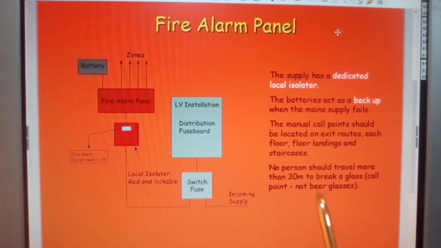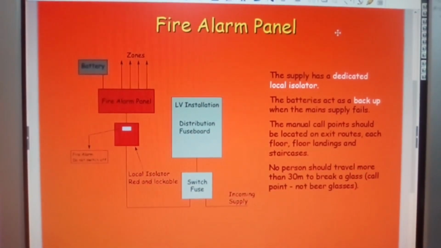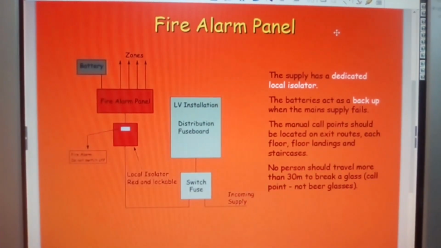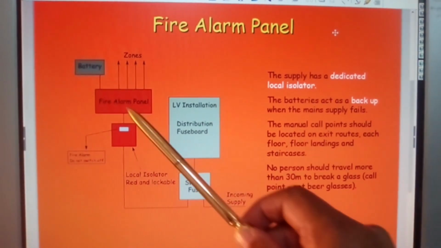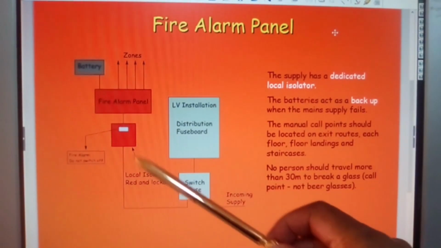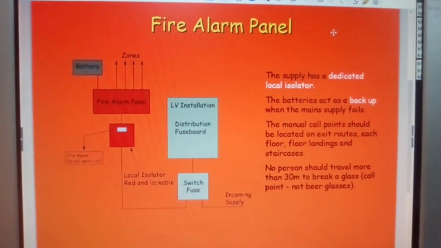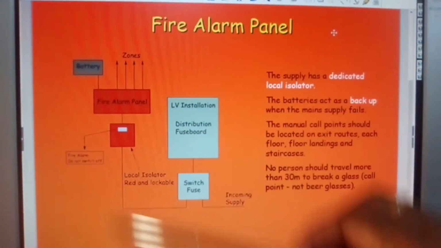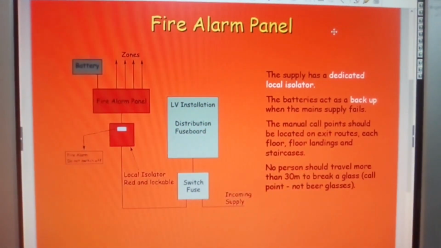That's just a break glass point, the fire point. And all you can see here is a local isolator, red and lockable, for your fire alarm systems, backed up by your battery, which then goes to your relevant zones.